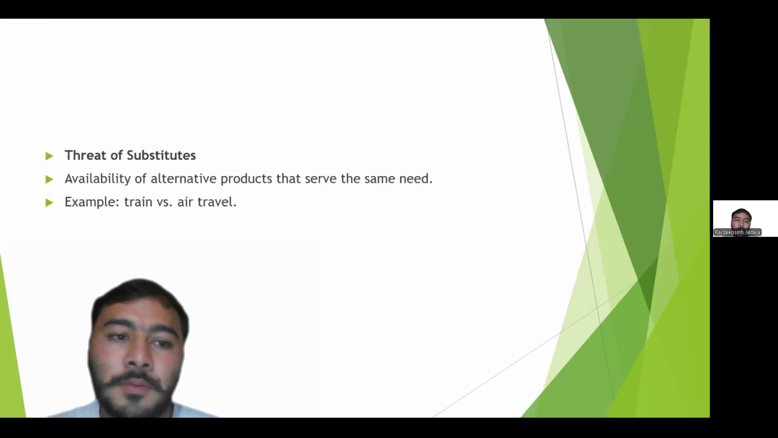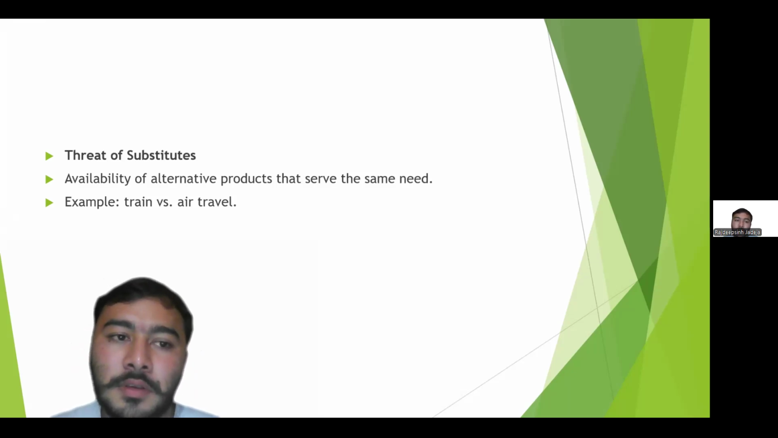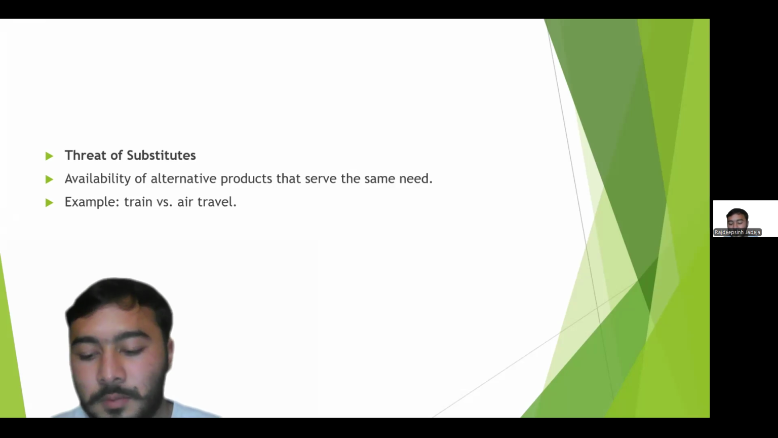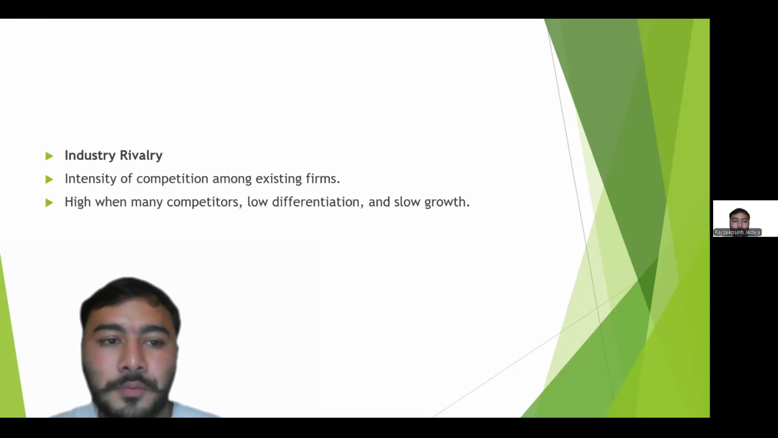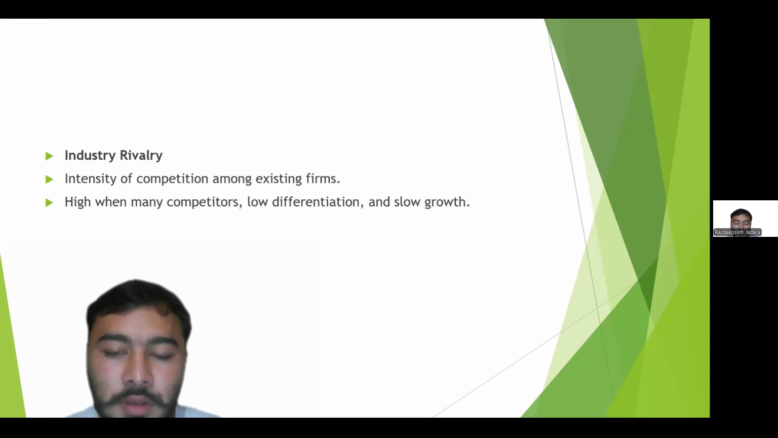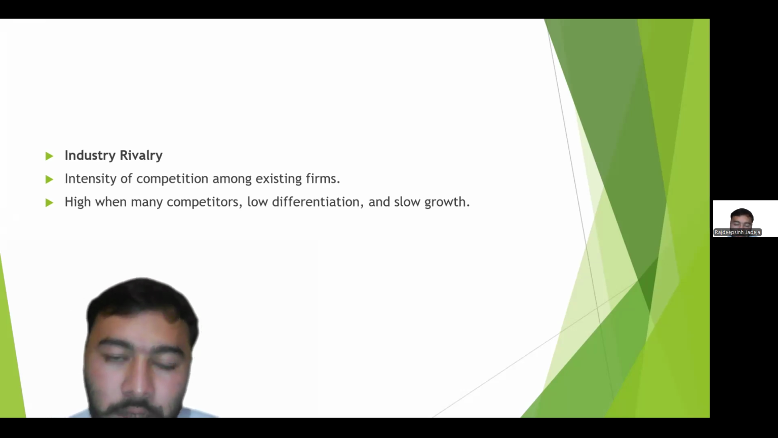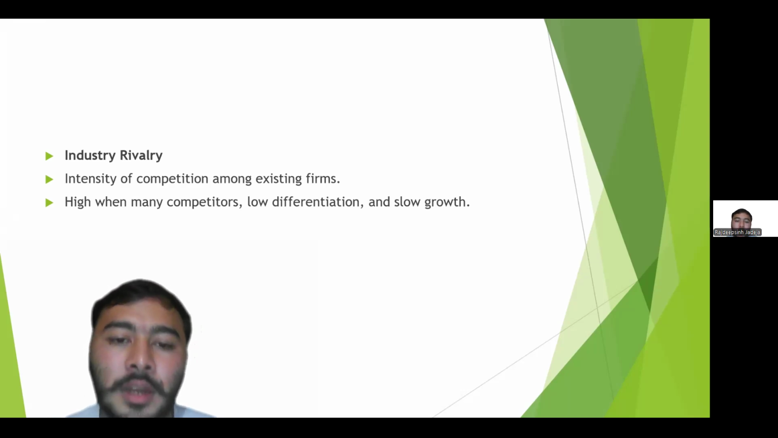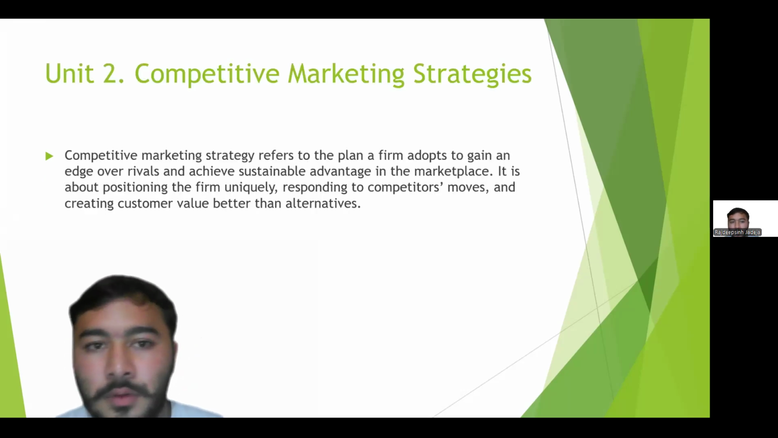Then threat of substitutes means availability of alternative products that serve the same need, like train versus air travel. These are the substitutes. I have to decide whether I want to go by train or by air. Then industry rivalry means high intensity of competition among existing firms: many competitors, low differentiation, and slow growth. Industry rivalry happens when there is a lot of competition in the market, similar kinds of products, no scope for differentiation, and slow growth.